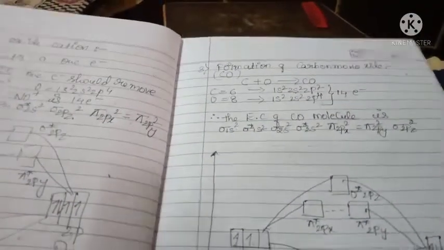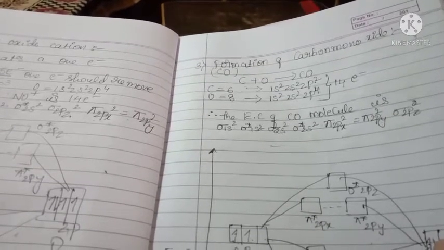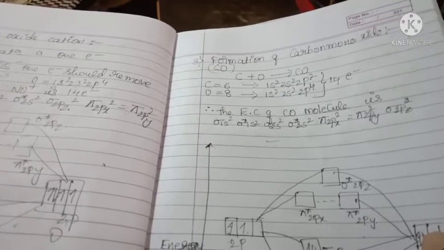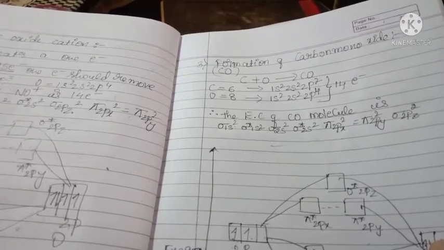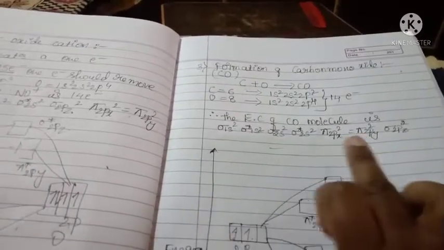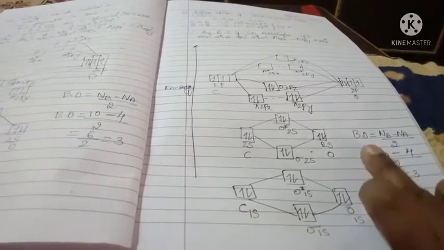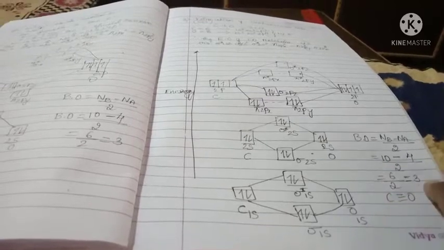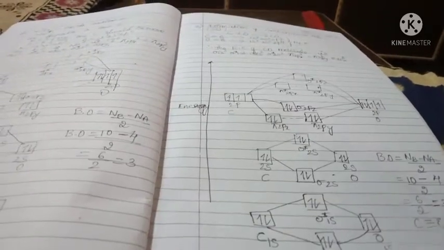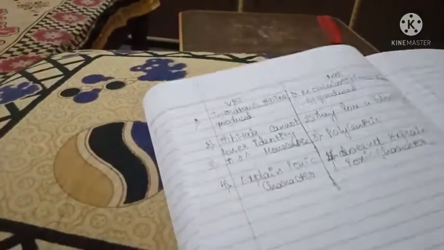Next, the last one is the formation of carbon monoxide, CO. Carbon plus oxygen combine to give CO. For carbon the atomic number is 6, oxygen 8, totally 14 electrons are present. This is the electronic configuration of the carbon monoxide molecule, and this is the energy level diagram. In that, bond order is NB minus NA divided by 2, 10 minus 4 divided by 2, here also 3. So it forms a C triple bond O. Here also it is diamagnetic because no unpaired electrons are present.